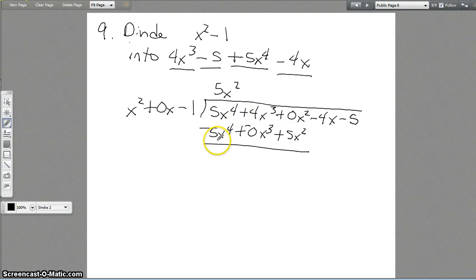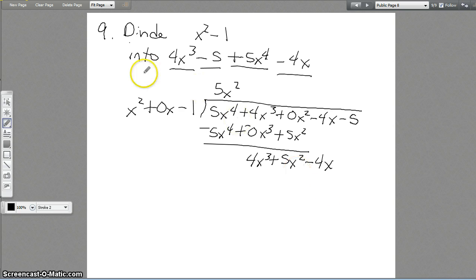5x to the fourth minus 5x to the fourth, that's 0. 4x cubed minus 0x cubed, well, that's still going to be 4x cubed. Then we have 0x squared plus 5x squared. That's going to give us 5x squared. We have 3 terms over here on the left. That means we need to pull down our third term.